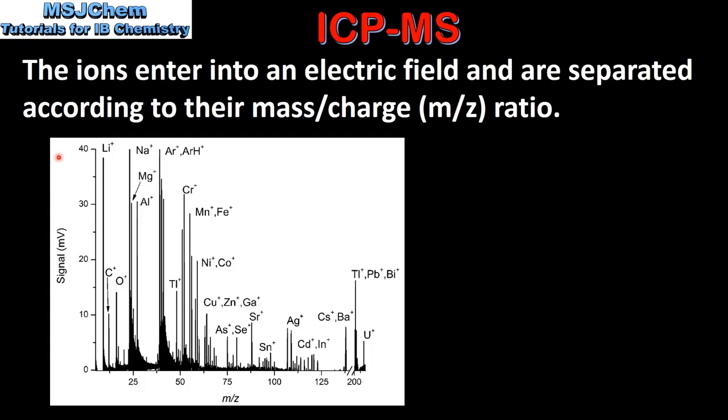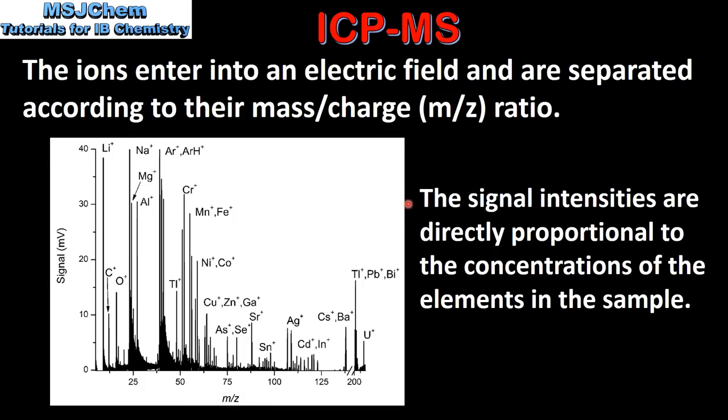Here we can see an example of a mass spectrum. On the y-axis, we have the signal intensity of the ions. On the x-axis, we have the mass-to-charge ratio. The signal intensities are directly proportional to the concentrations of the elements in the sample. In this sample, there are higher concentrations of lithium, sodium, and chromium, and lower concentrations of tin, silver, and cadmium.